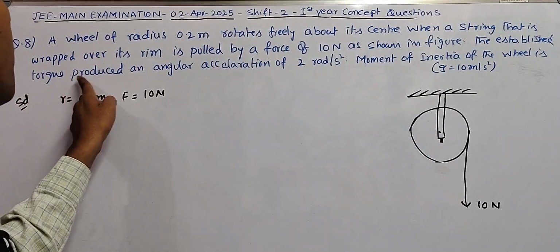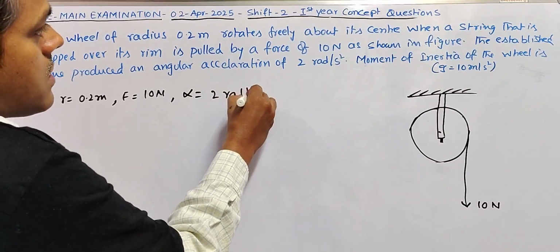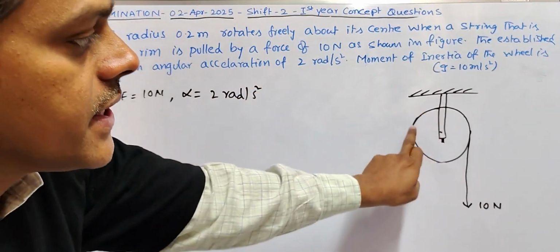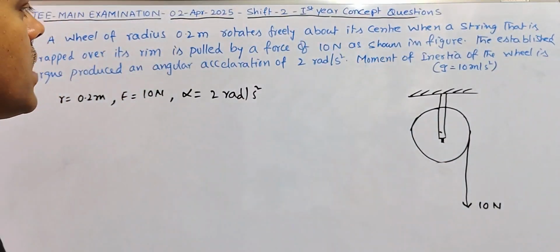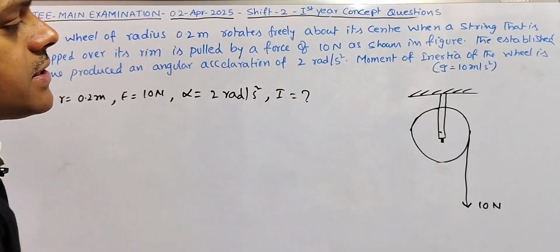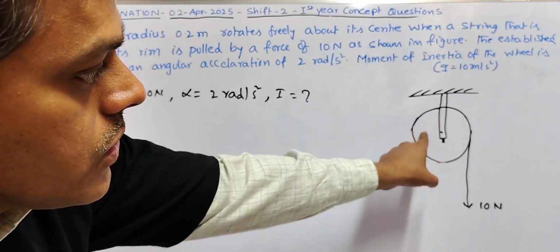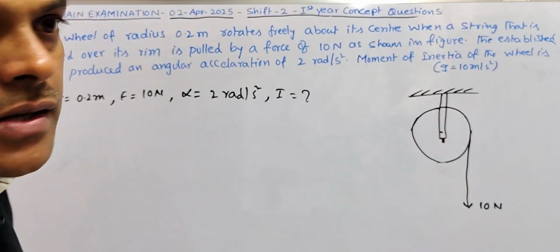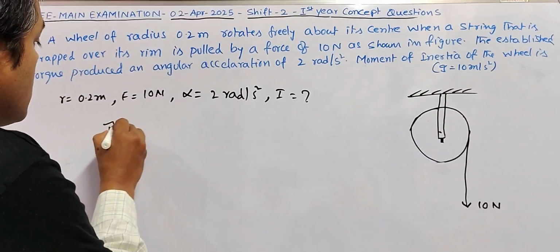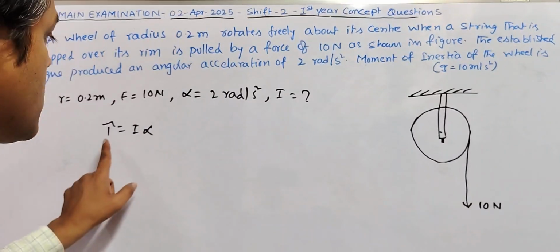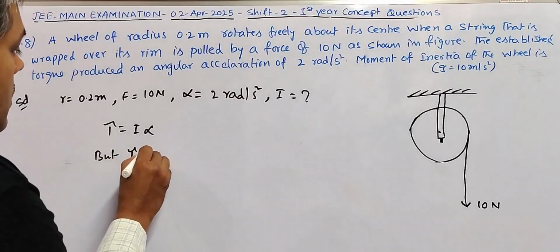The torque produced gives an angular acceleration of 2 radians per second squared. So this is the acceleration produced in this rotating wheel by applying a force of 10 Newton. The moment of inertia of the wheel I is asked. When the string is pulled down, the wheel starts rotating about an axis. So this force produces angular acceleration. So torque is equal to I into alpha. But torque is equal to R bar cross F bar.